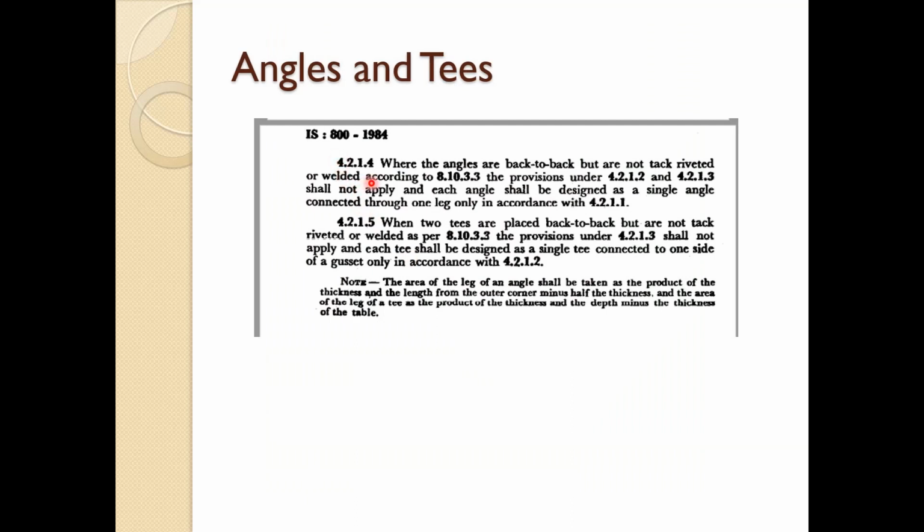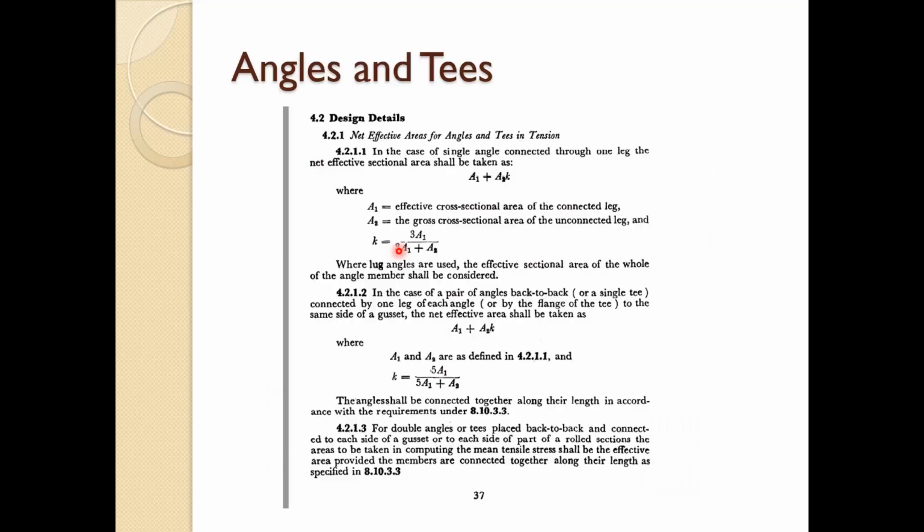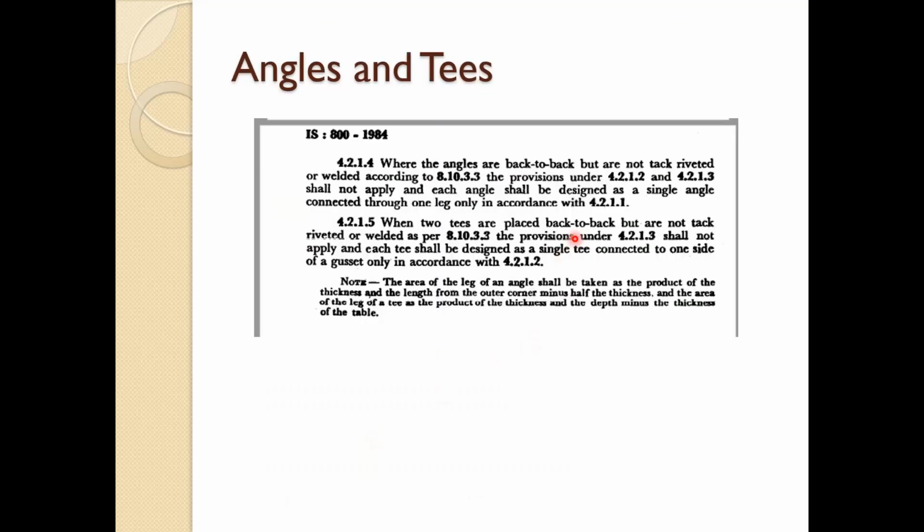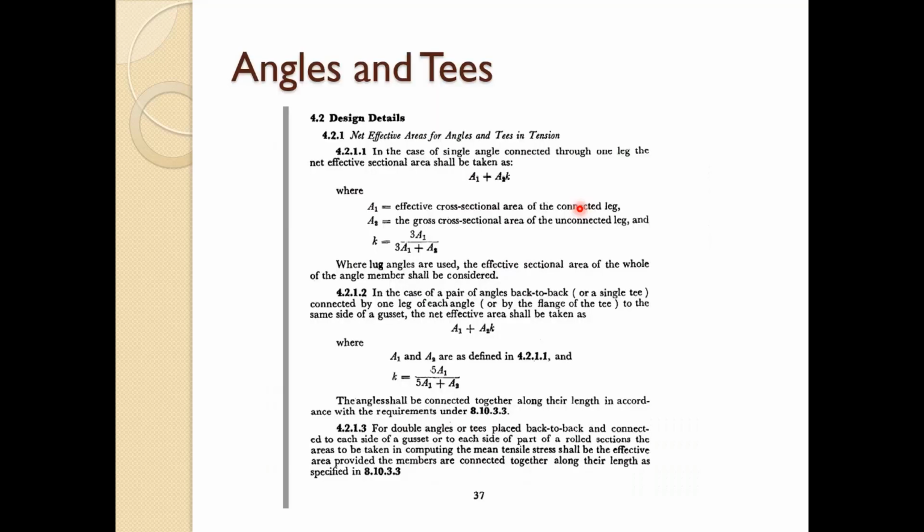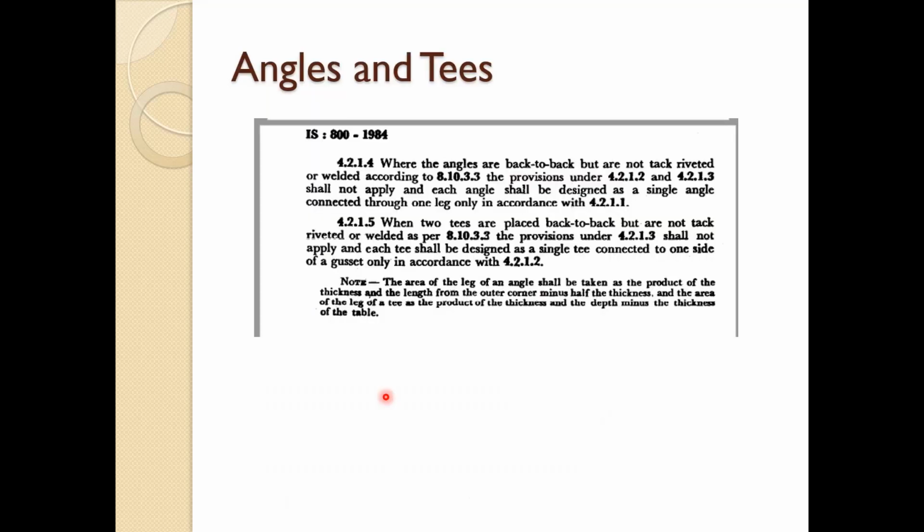Now again, these two clauses have been given where the angles are back to back but are not tack riveted or welded, according to the clause we have seen earlier in the connections. The provision under 4.2.1.3 and 2 shall not apply, and each angle shall be designed as a single angle connected through one leg only in accordance with 4.2.1, that is according to this first clause. So here you remember, for these two there should be the tacking in between these connected legs.